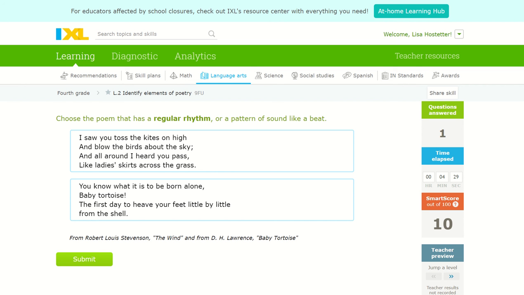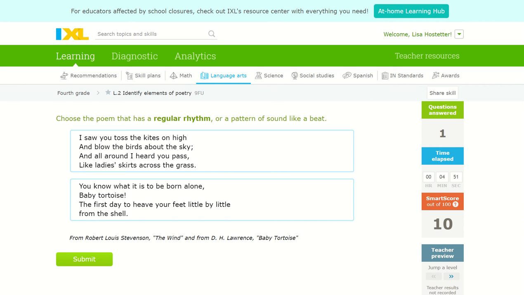So let's read the first one. "I saw you toss the kites on high and blow the birds about the sky. And all around I heard you pass like ladies' skirts across the grass." So there we have some rhyming words, high and sky, pass, grass. That would be an AABB pattern.